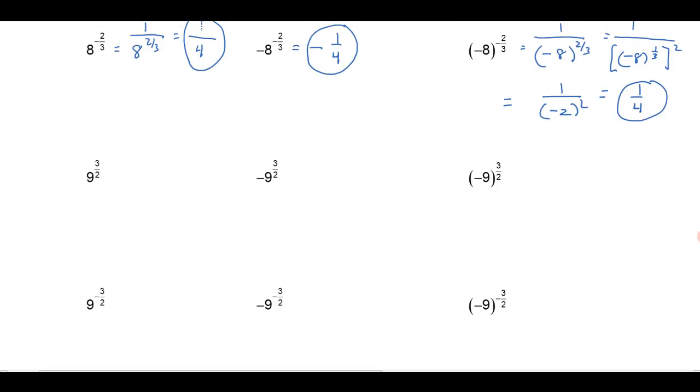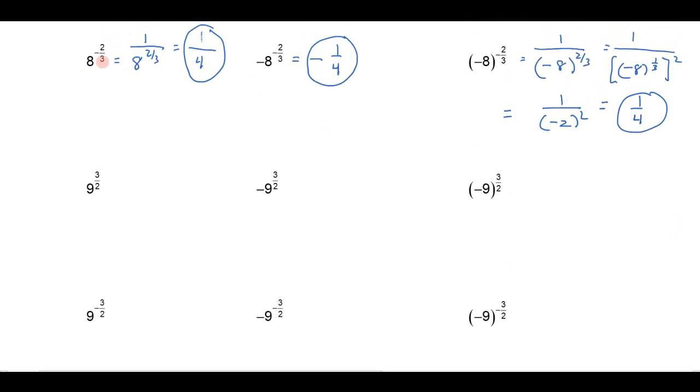This previous example, notice the denominator was odd. Here the denominator of the fraction is even. So this is going to be the square root of 9, right? 9 to the 1/2, and then cube. So 3 cubed is 27. Here is the opposite of what we just did here. So this is going to be a negative 27.